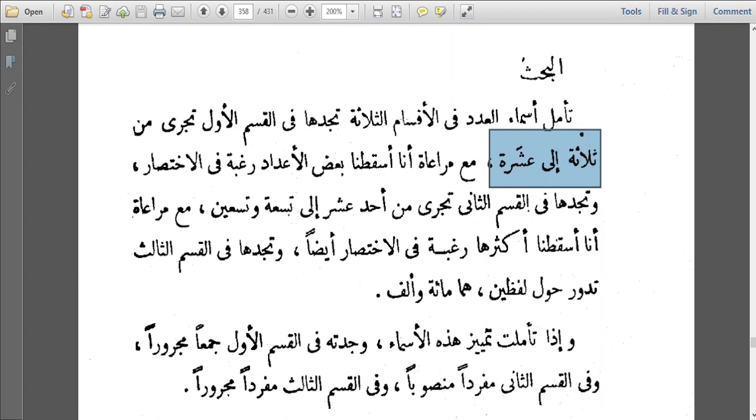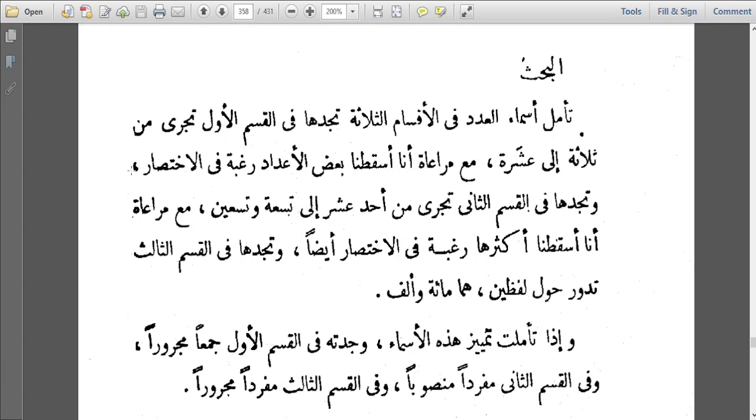It says مع مراعاة أن أسقطنا بعض الأعداد رغبة في الاختصار. He says that whilst you are focusing on the range of the numbers from 3 to 10, pay attention to the fact that we've dropped some numbers, in desire of summarizing it. Ikhtisar means making it small.